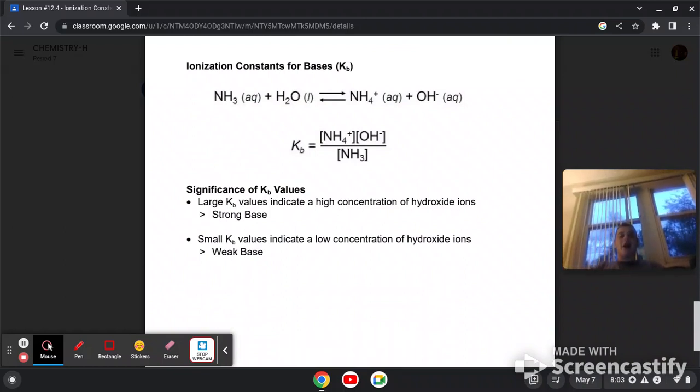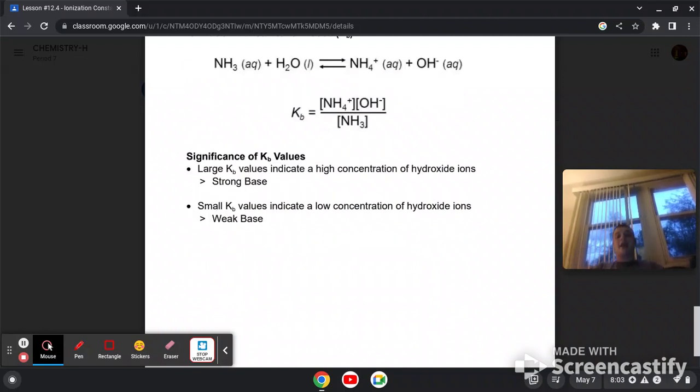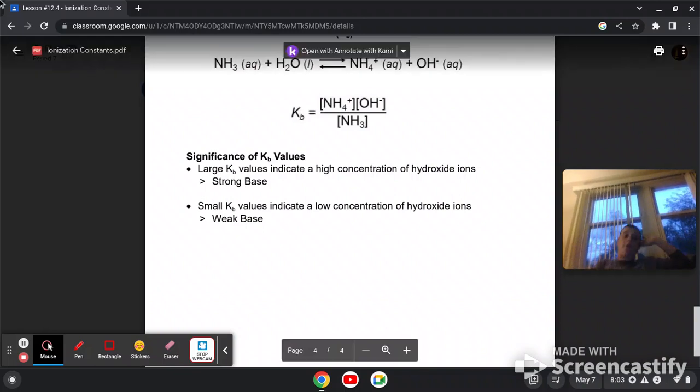Kb value is the same concept. Large Kb indicates a high concentration of hydroxide ions, or a strong base. Small Kb values indicate a low concentration of hydroxide ions and a weak base.